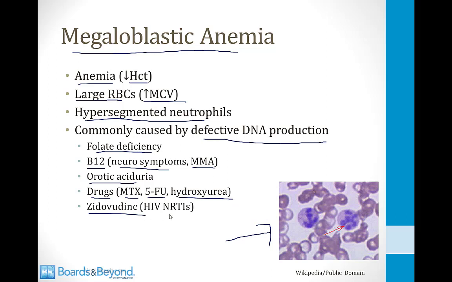Zidovudine is a nucleoside reverse transcriptase inhibitor, but it is a mimic of the nucleotide thymidine, and thus it can block the synthesis of thymidine in cells and cause a megaloblastic anemia. And that concludes our module on pyrimidine synthesis.